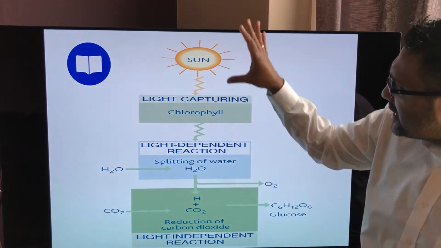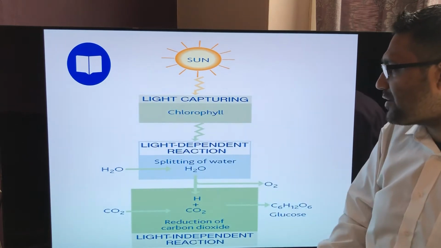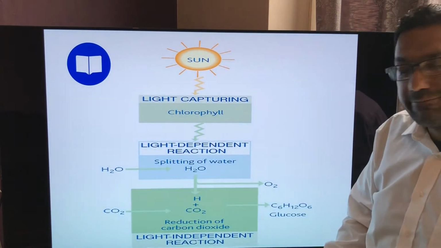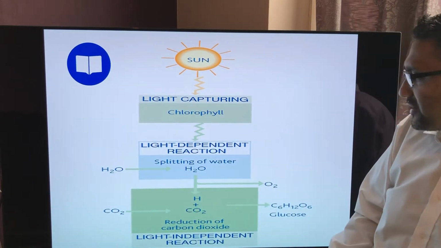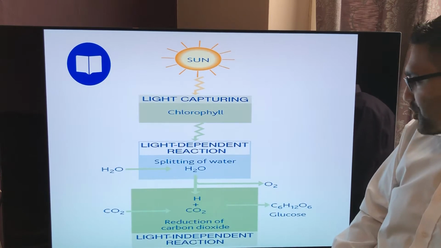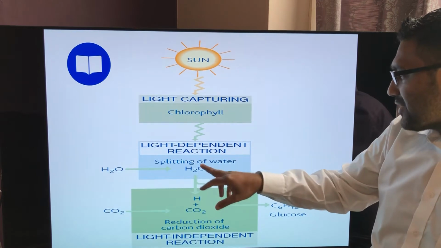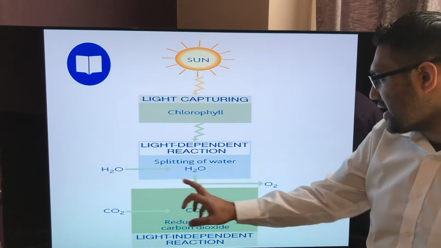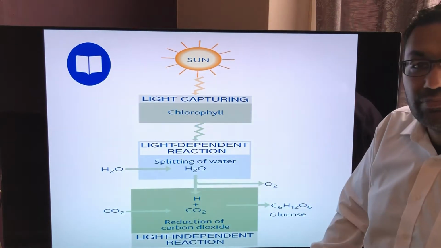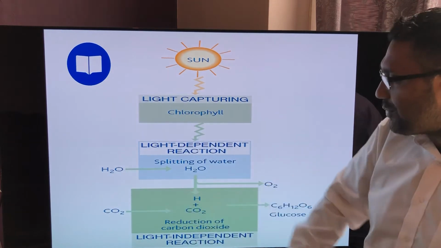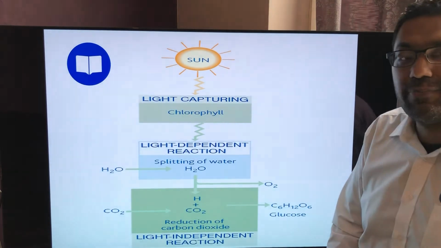So we've got the first stage, where light is captured in the chlorophyll molecules. The second stage is the light-dependent reaction, where water gets split, and the products of the water being split are used for the third stage, the light-independent reaction, where we eventually get our glucose. So stage 2 gives us our oxygen byproduct, and the third stage gives us our glucose. We're going to spend a whole lesson on the light-dependent reaction and a whole lesson on the light-independent reaction.